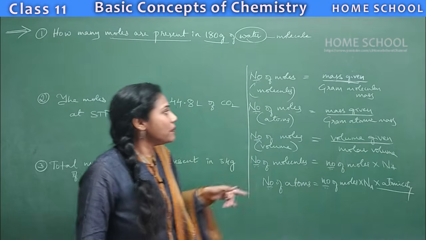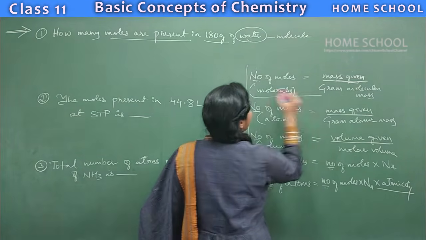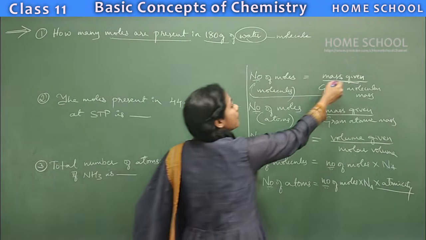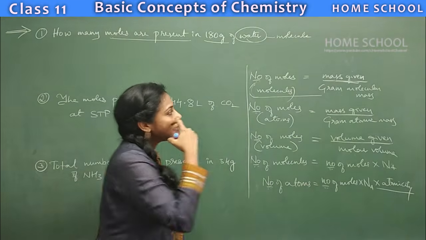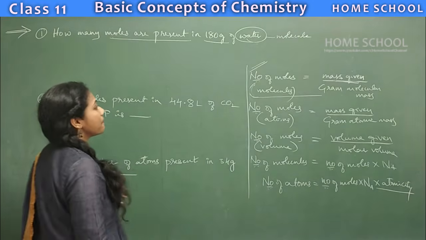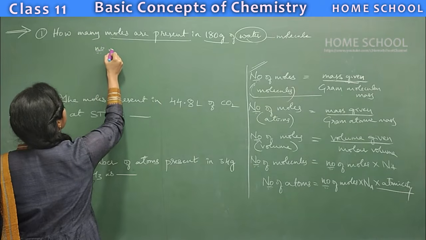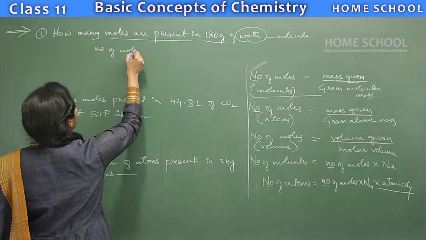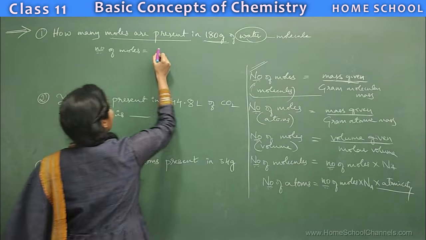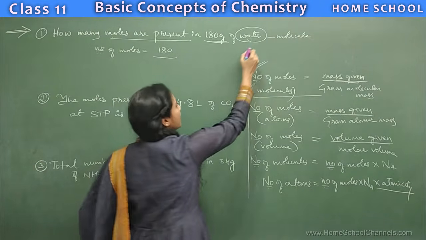So among the 5 formulas, which formula do you select? Definitely formula 1. Yes or no? Number of moles, if you want to calculate in the case of molecules. What's your formula? Mass given by gram molecular mass, right? So the first formula you are using in this case. So the number of moles is equal to mass given divided by gram molecular mass. What is the mass given? 180, right?